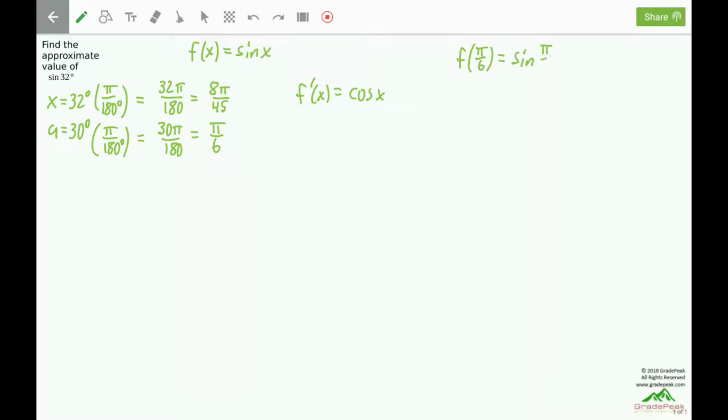So f of pi over 6 will be the sine of pi over 6, which is equal to 1/2. F prime of pi over 6, which equals the cosine of pi over 6, will equal root 3 over 2.